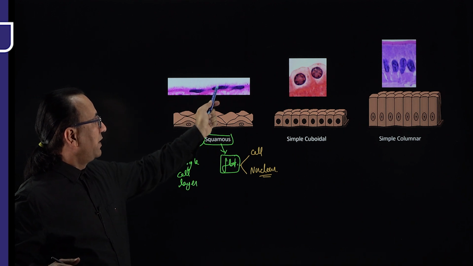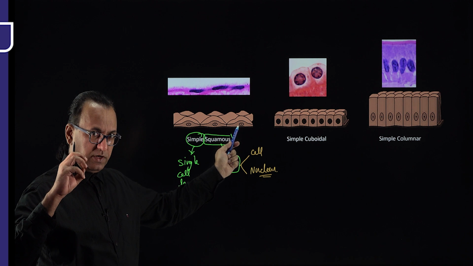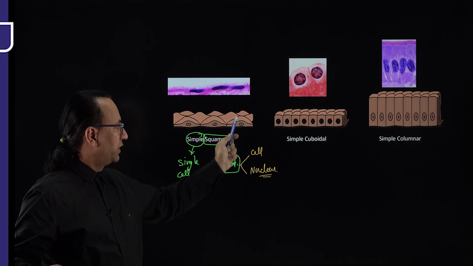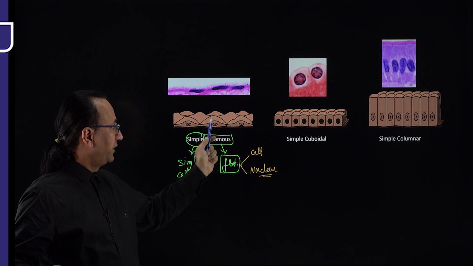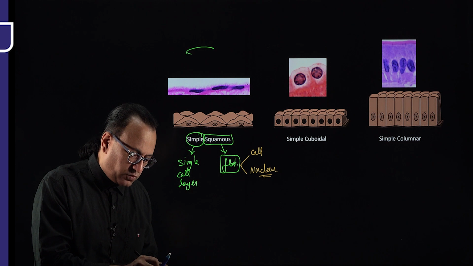So the nucleus may be flat, but the nucleus may be globular also. But it will be a small nucleus and little of cytoplasm. The nucleus is going to bulge towards the exterior, towards the surface, as you can see. So as you draw this diagram, simple squamous epithelium is going to have a flat cell with a flat nucleus.